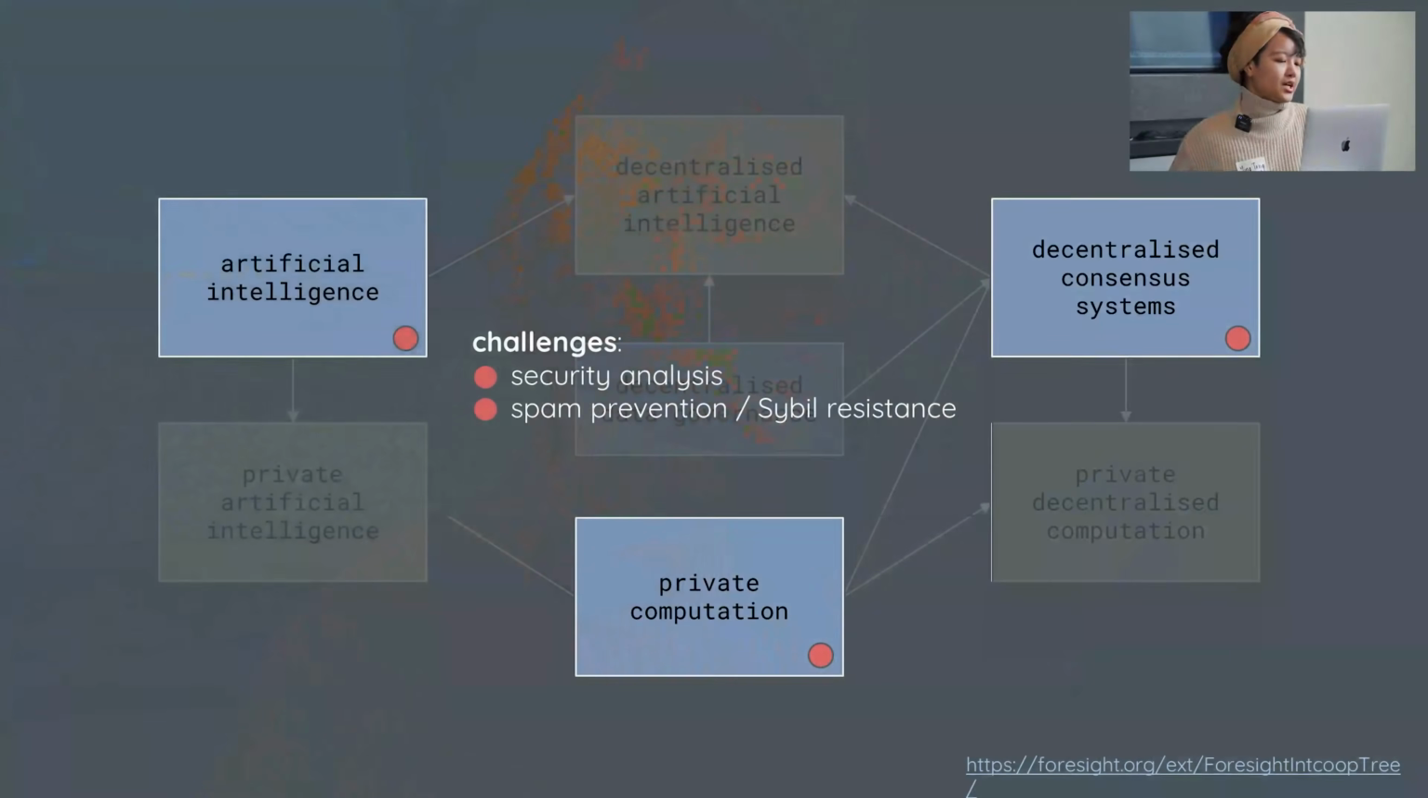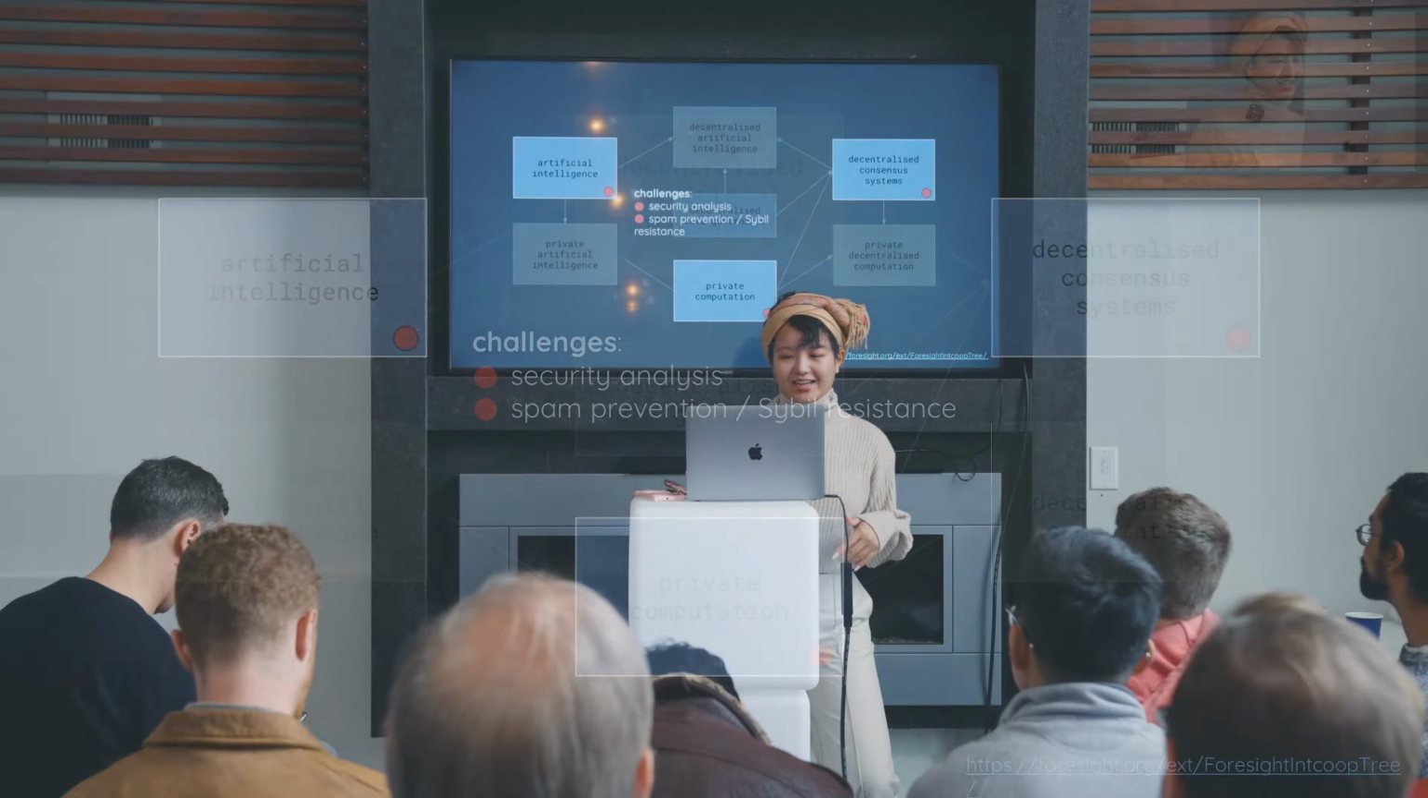Another common challenge is spam prevention or Sybil resistance. In other words, garbage in, garbage out. This is a problem both in inputting data to AI models as well as, for example, creating multiple identities on the blockchain to spam votes and to impersonate other parties. So I think that was all I had.